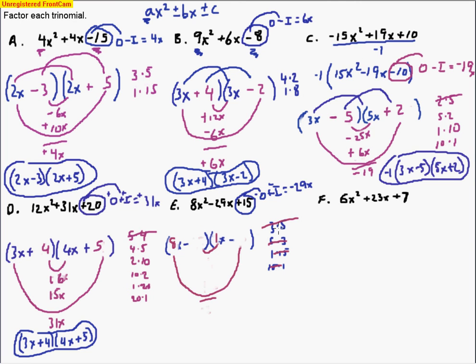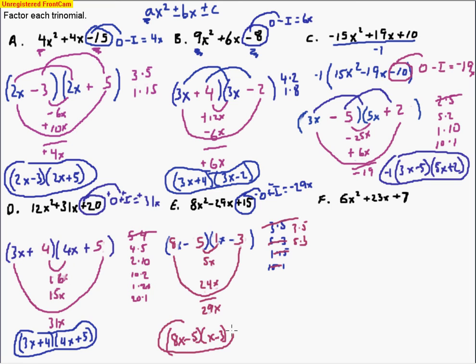So let's go back to these numbers. We got 3 and 5, and 5 and 3. I'm going to try this 5 and 3 first, and let's see if this works. Here the outside terms make 24x, the inside make 5x, and those add to make the 29x, so it does end up working out. So we got (8x minus 5) and (x minus 3).